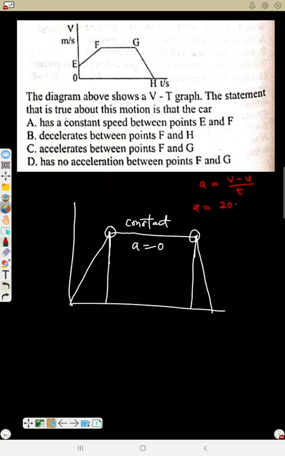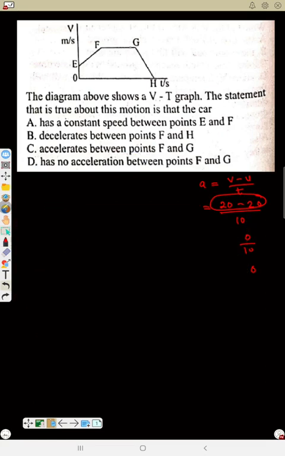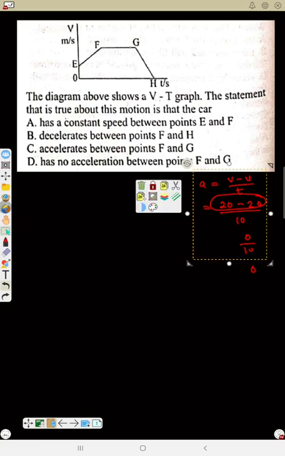Let's say final velocity is 20, initial velocity is 20, let's say time is 10, then a will be 0 over 10. A will be 0. That means if velocity is constant, acceleration will be 0. So that means under the straight line there is no acceleration. Take note: when it's going up is acceleration, when it's coming down is deceleration. Now let us see the options one by one.